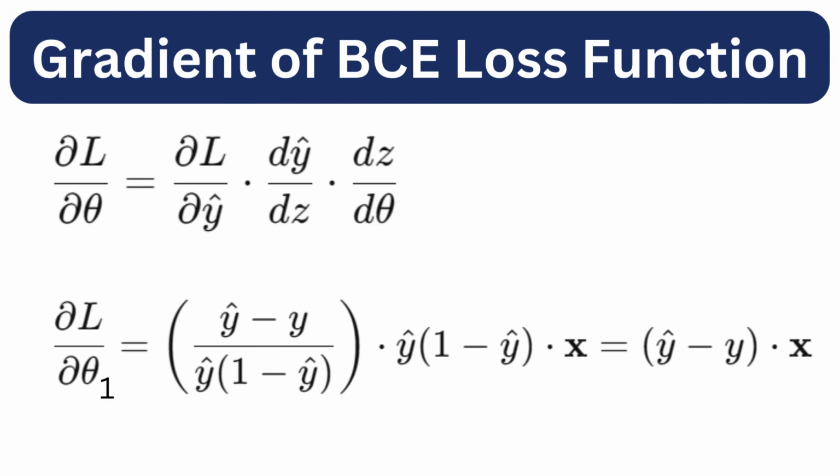Now if we take the derivative of the loss function with respect to theta 1 and put the values in this equation, we will get y hat minus y times x, because the derivative of z with respect to theta 1 is x.